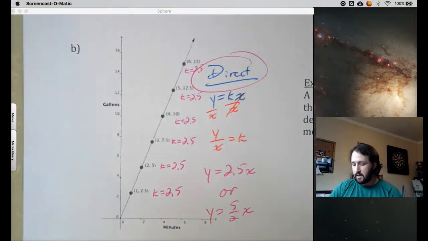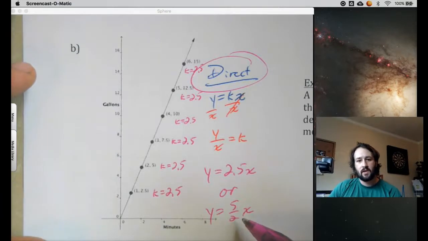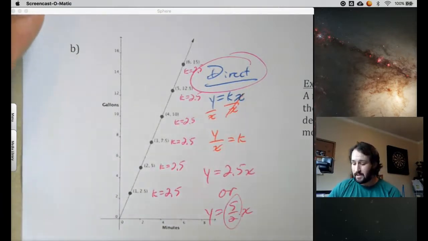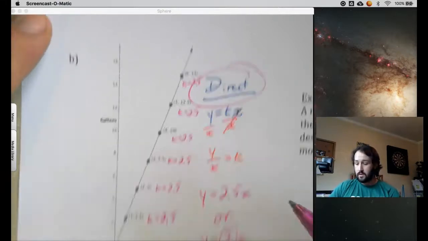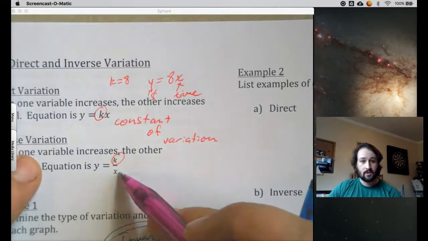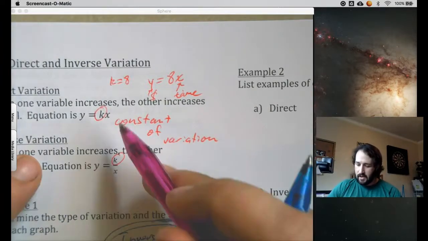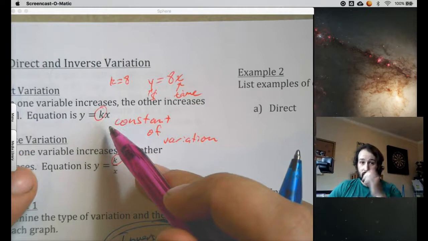either way. So now I know you see a fraction and you think inverse variation, but this is 5 over 2 times x, not 5 over 2x. So notice inverse is our, what do we even call them? Rational functions, that's right. And our direct is like a linear function.